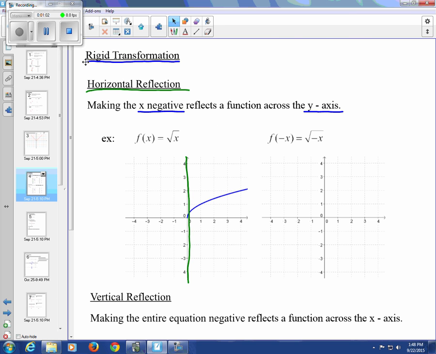So right here, if we're looking at an example, we've got f of x equals the square root of x, right? It's 1/2 of a sideways parabola. And we want to take a look at what's actually happening when we make x negative inside that square root. So when we make x negative, basically what we're saying is that all of the positive x values we plug in are going to now be negative x values. And all of the negative x values are going to be negative negatives, or positive x values.